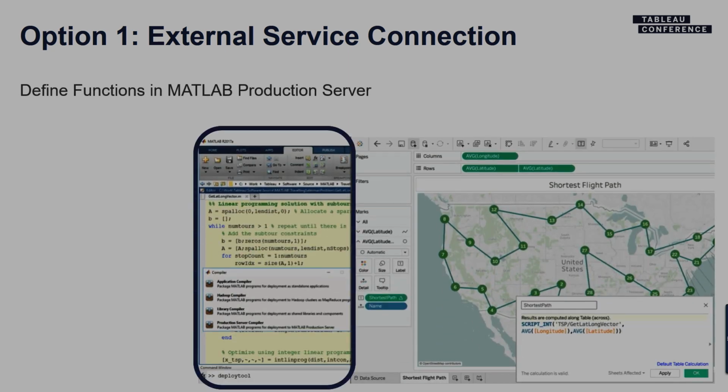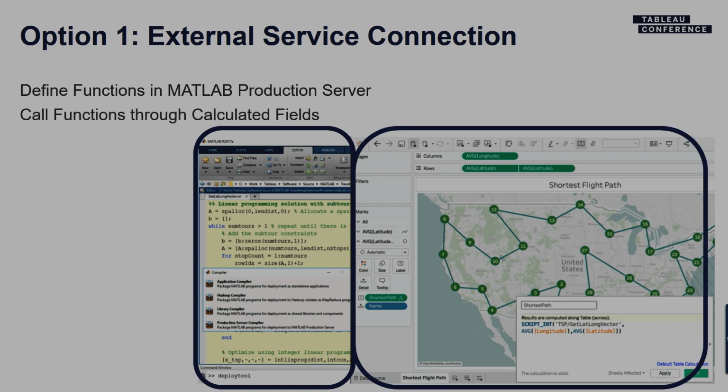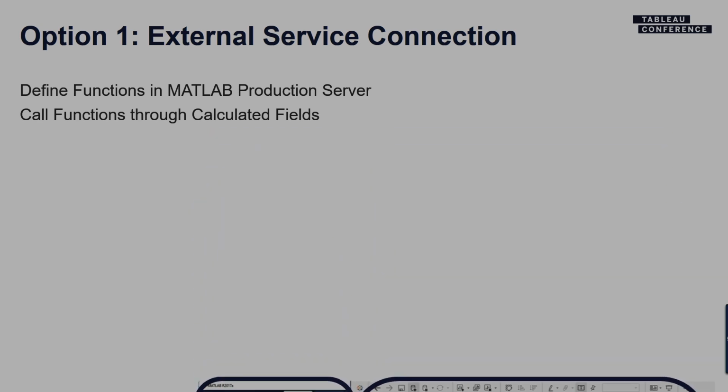First one being the external service connection. And MATLAB is a little bit different than R and Python in the sense that you define your entire function on the MATLAB production server side. So for MATLAB, we're not using our server TabPy, but we're using the MATLAB production server. The calculation in the calculated field in Tableau is actually just a script that you're calling upon and the measures you want to bring in from Tableau. All the other scripting takes place on the MATLAB side. And we just call that function once again using those script functions from Tableau.